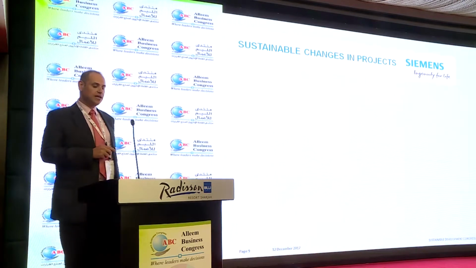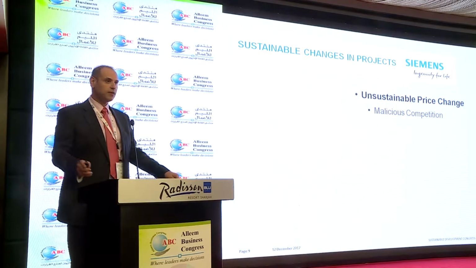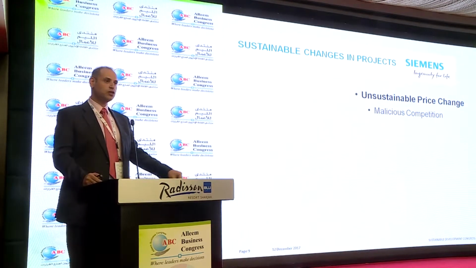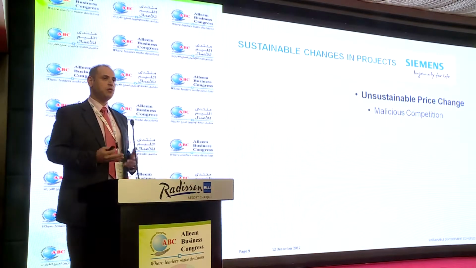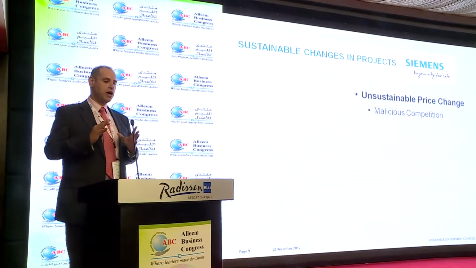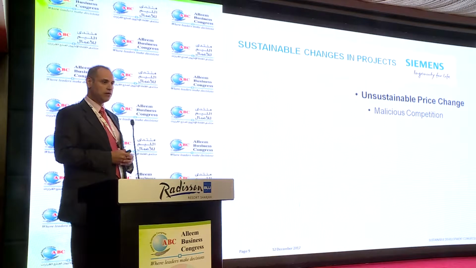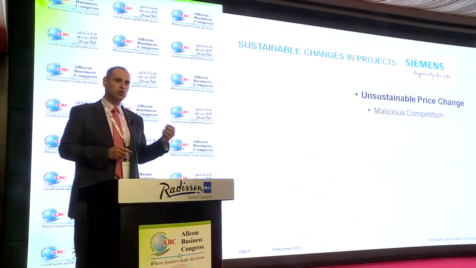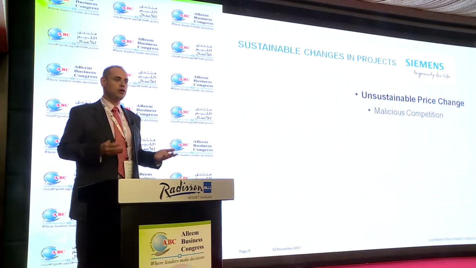On a different scale, we have unsustainable price change. Malicious competition. In this world, unfortunately, money laundering is a reality. People walk in and say, I can do things for less, and you have no idea where the source of the money is coming from. This is unsustainable. It will stop. These people will go to jail, and the whole world is trying to change that. We are all trying to be more ethical.